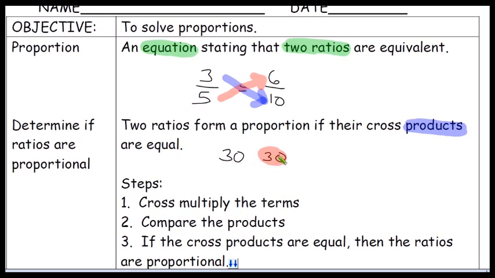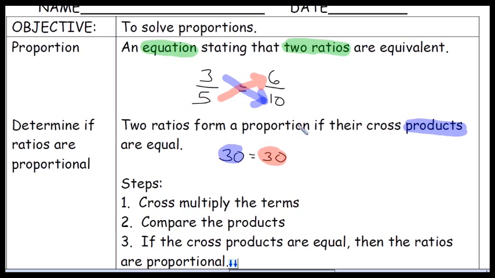This is the one for the second numbers, the 5 times the 6, and this is the one for the 3 times the 10. And two ratios form a proportion if their cross products are equal. So in this case we can see that 30 is equal to 30. So therefore, because both cross products gave me 30, then I know this is a proportion. These two ratios are equal to each other. They are proportional. Okay? That's what all that means.